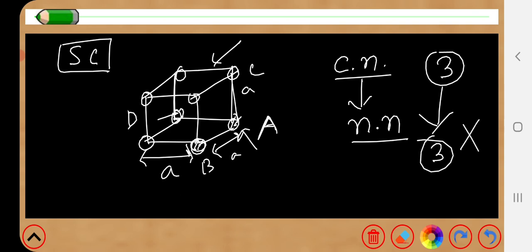But this is wrong. Why? Because here we have taken only one unit cell, but this A atom is also part of other unit cells. So if we want to find out the correct number of nearest neighbors, then we have to consider other unit cells along with this unit cell. So let's try to draw that one.